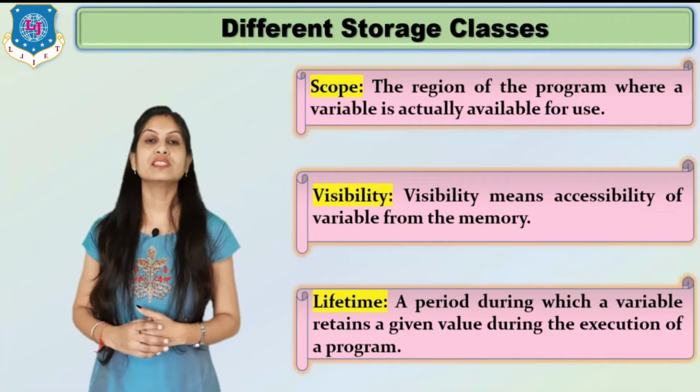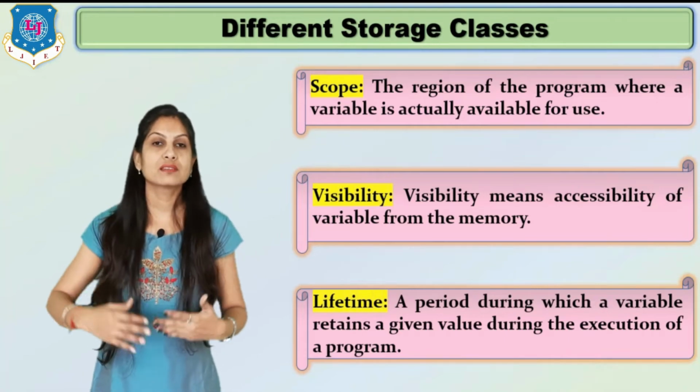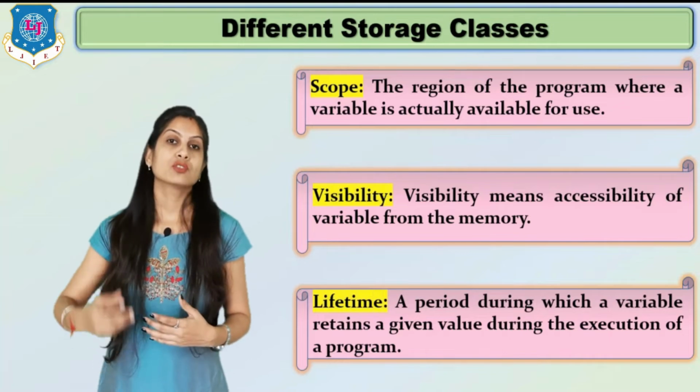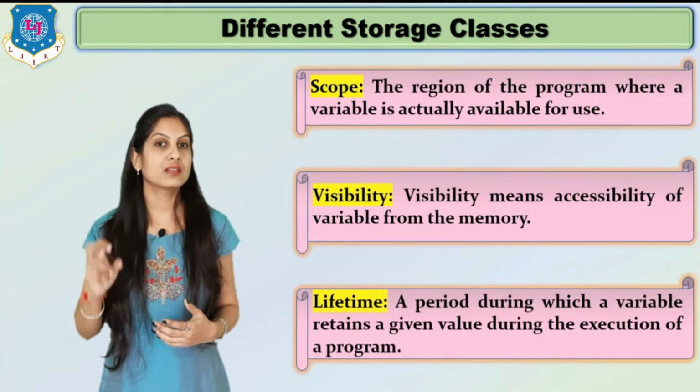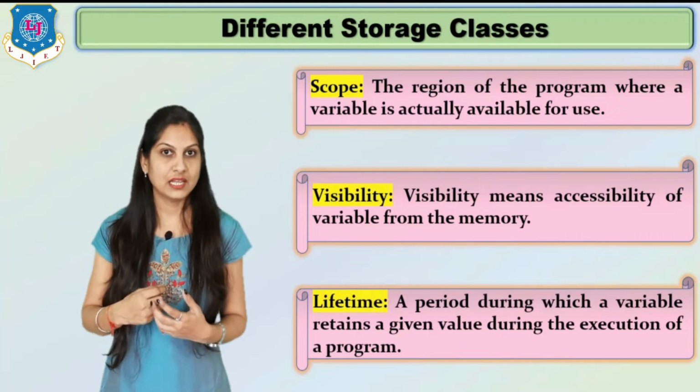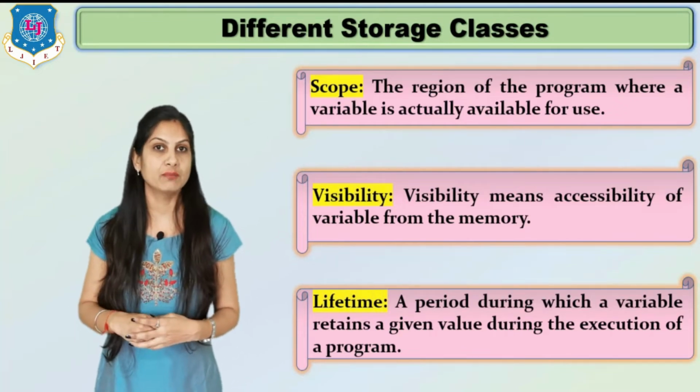Then second is visibility. Visibility means the accessibility of a variable from memory. If the variable is available in memory, then we can access it. Clear? And that we can say is visible.